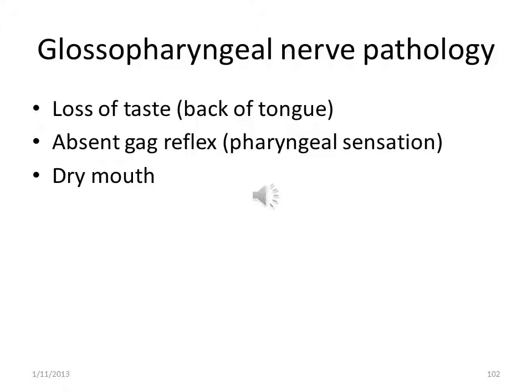Damage to the glossopharyngeal nerve will cause the mouth to be dry because it innervates the salivary gland. It will cause loss of taste on the posterior third of the tongue, and will also damage the gag reflex because sensation to the pharynx or throat is provided by this nerve.